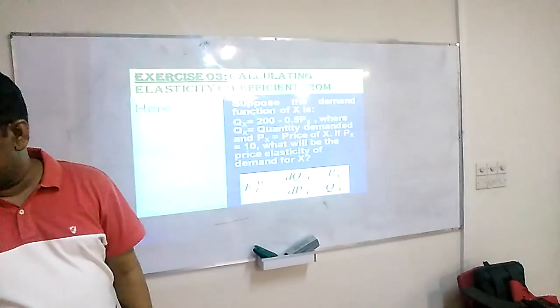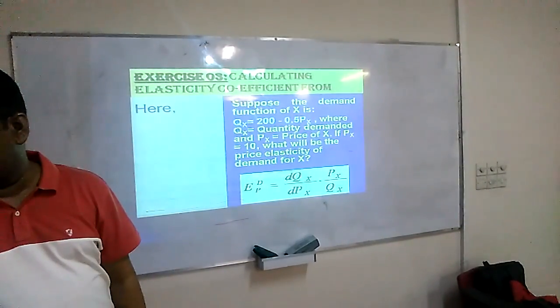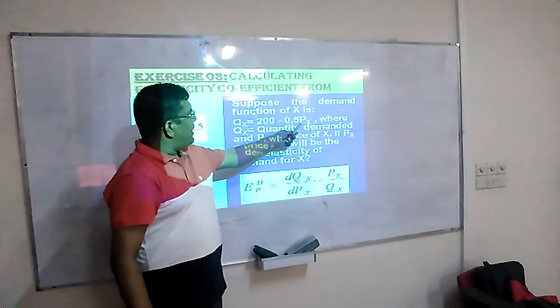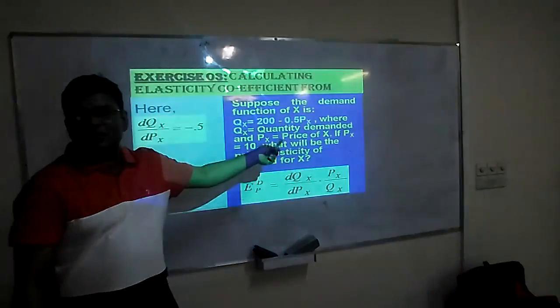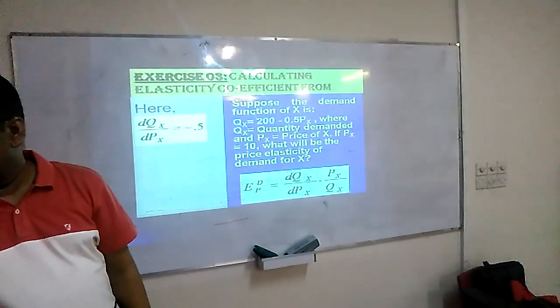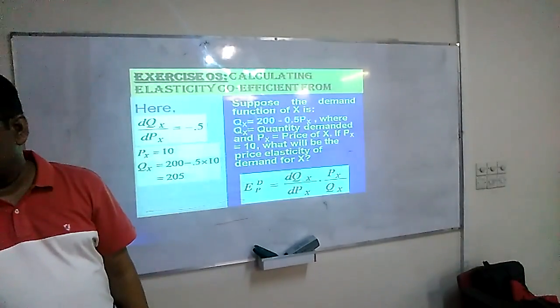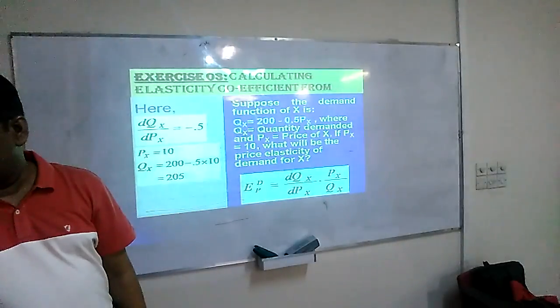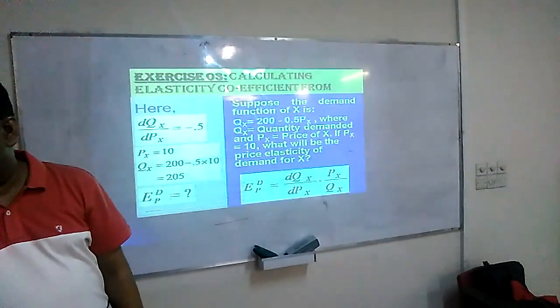So, what is dQ by dPx? Minus 0.5. Look at the equation: Px, and this is minus 0.5. And what is P? Price. It is given. Price is 10. So Q is 205. Yes, 205. And now put this value into the formula.